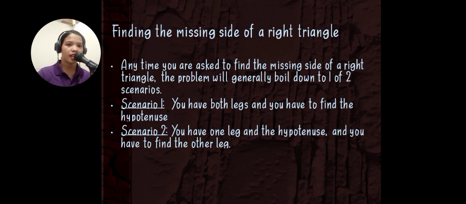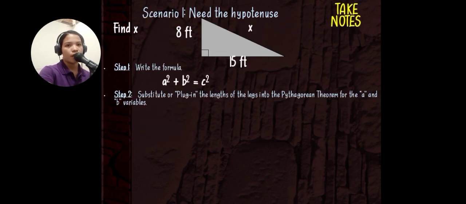The first scenario is you have both legs and you have to find the hypotenuse, which is the longest side. In scenario number 2, you have one leg and the hypotenuse, and you have to find the other leg. So, see the difference. Let's continue. Here is scenario number 1. The two legs are given and we need to find the longest side, the hypotenuse.